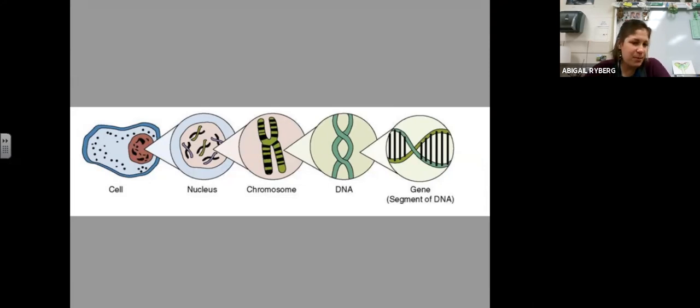This kind of puts it in perspective. So basically we start with our cell. Inside the cell is the nucleus. Within that nucleus are all of our chromosomes. Within the chromosome is our DNA. And then one location on that DNA is what we call a gene. We'll look next unit at the structure of our DNA.